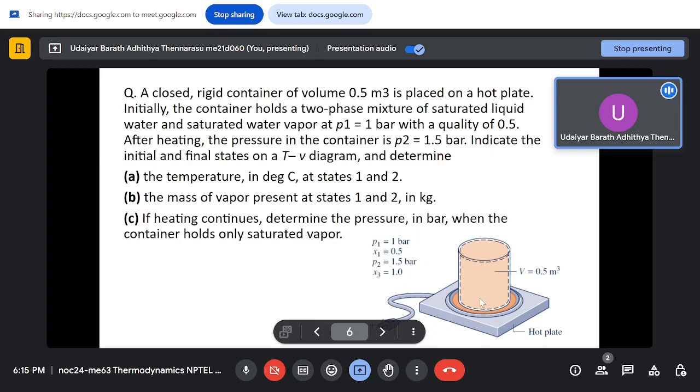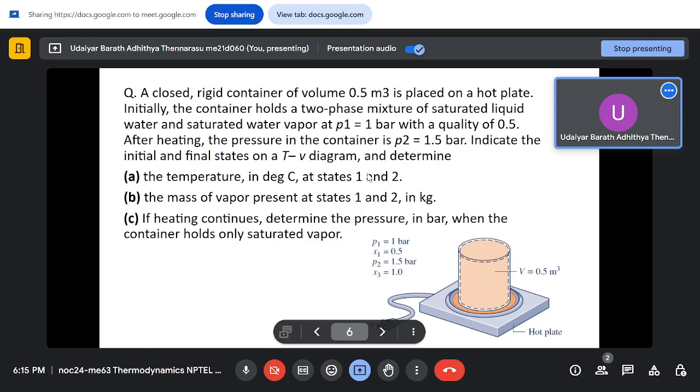So you are heating, because it's placed on the hot plate, it gets heated up and the pressure changes to 1.5 bar. Indicate the initial and final states on a T-v diagram and determine the temperature in degrees Celsius at states 1 and 2, and the mass of vapor present at states 1 and 2. If heating continues, determine the pressure in bar when the container holds only saturated vapor.